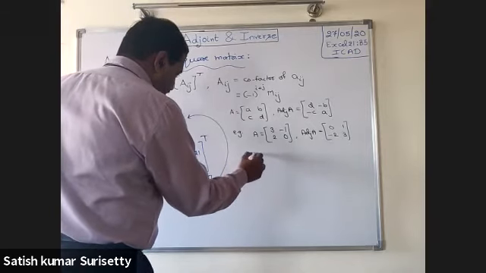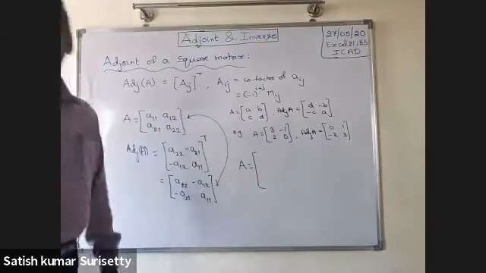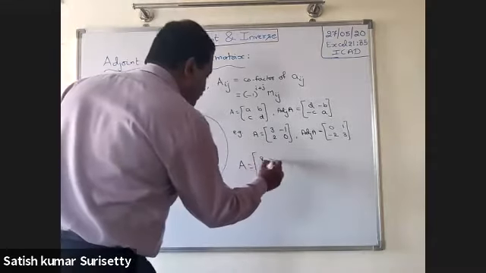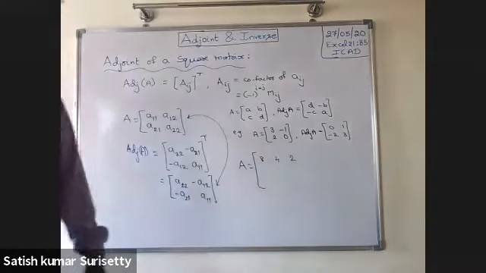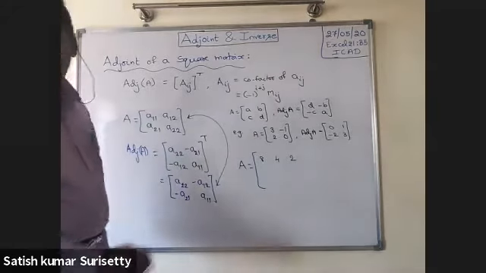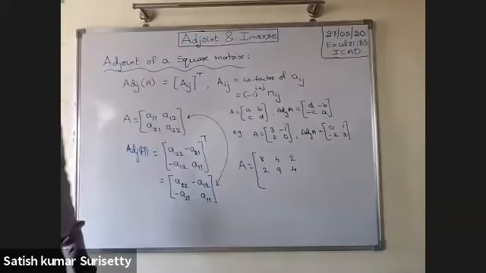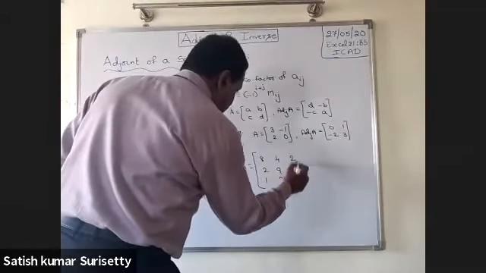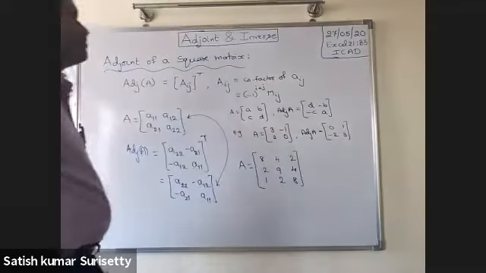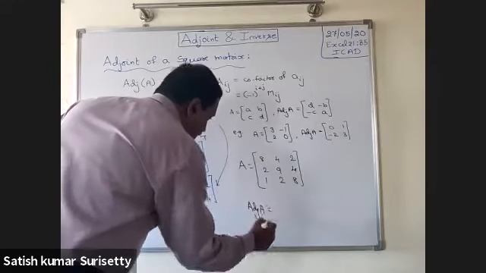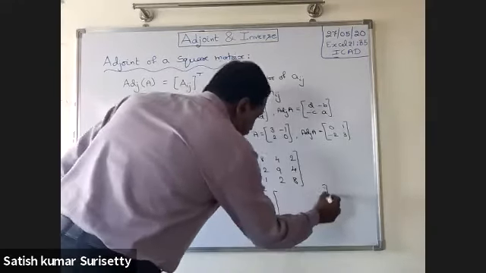Let us take a 3 by 3 example. Now, write one example: 8, 4, 2; 2, 9, 4; 1, 2, 8. Now, as per the definition, adjoint of A equals the transpose of the cofactors matrix.